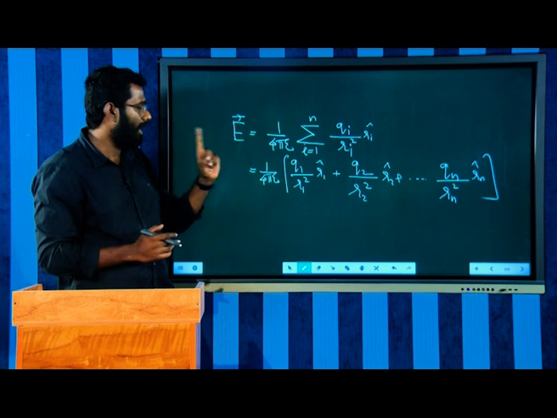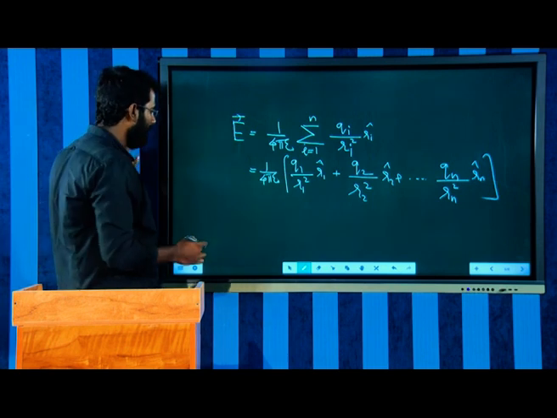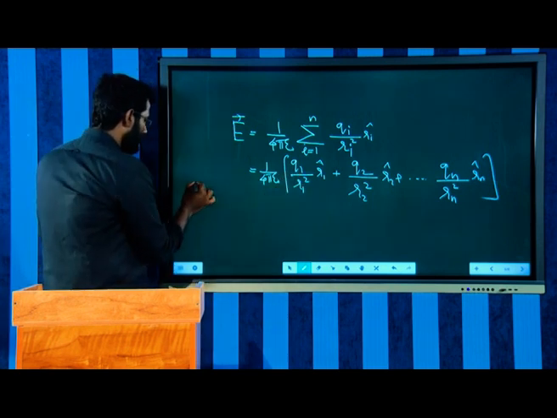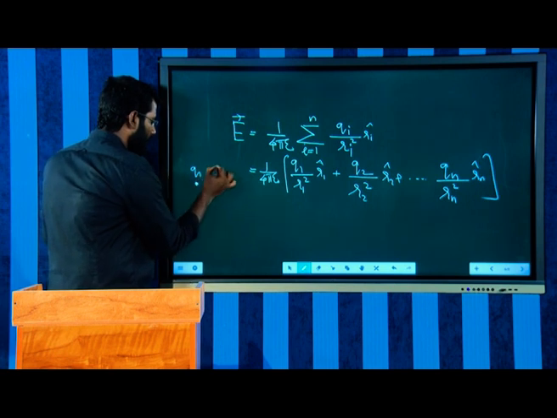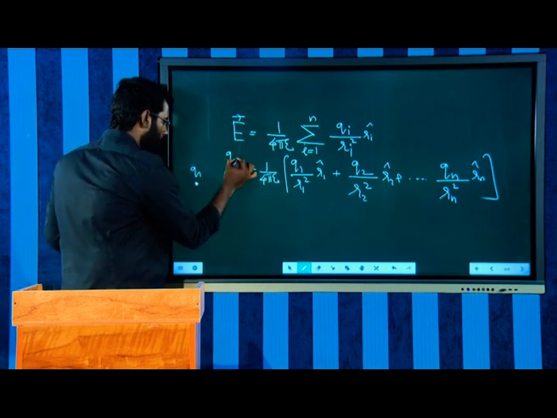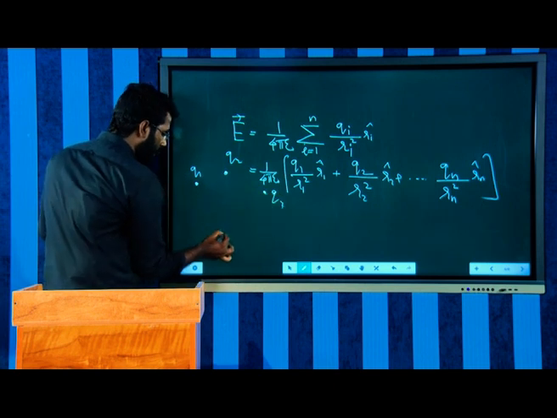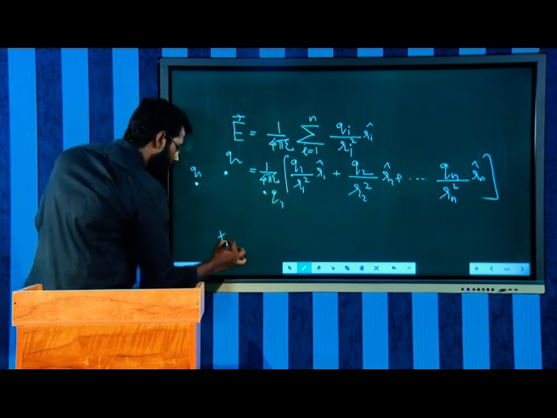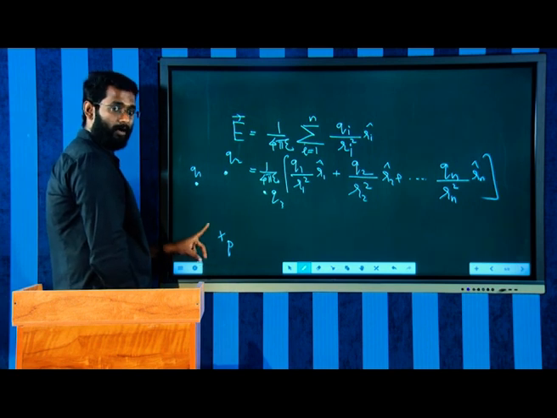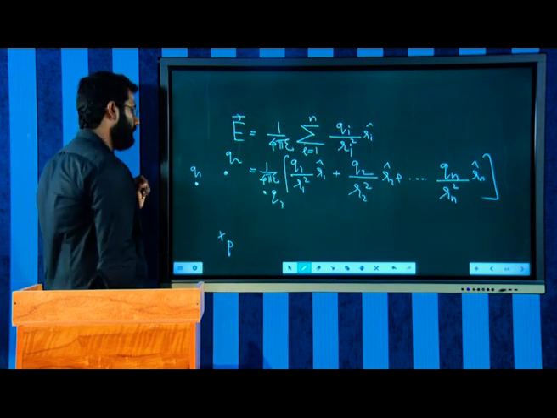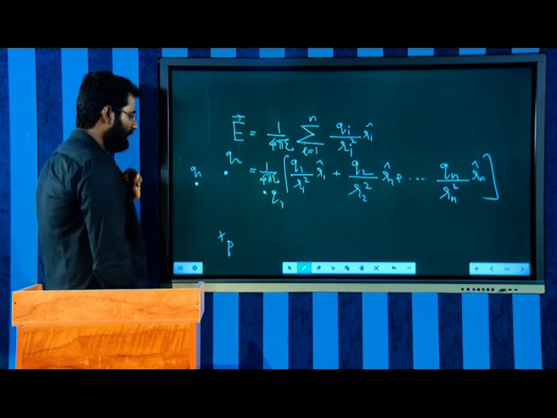Here also, if you look into that, let us draw 3 charges Q1, Q2 and Q3. Now, we are calculating the field at this point. Let that point be P, and we call this point the field point. So, we want to find the field at this point.